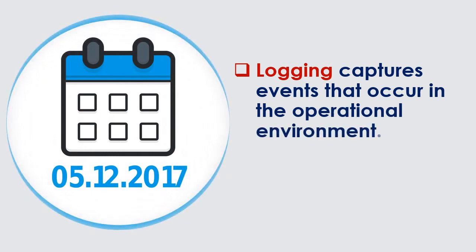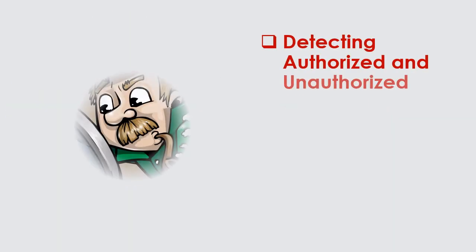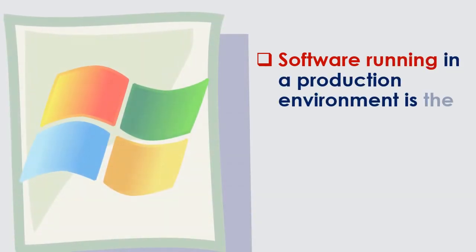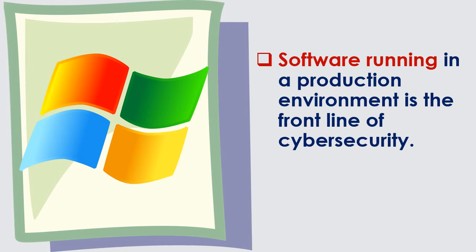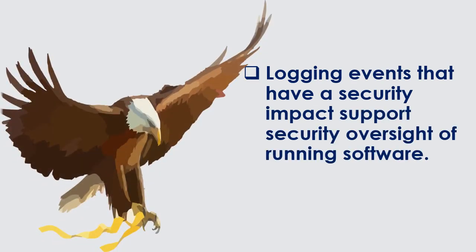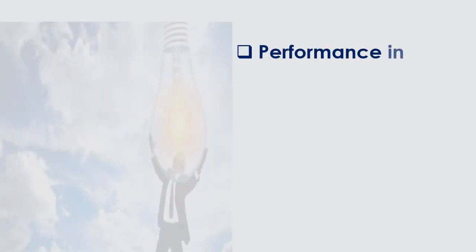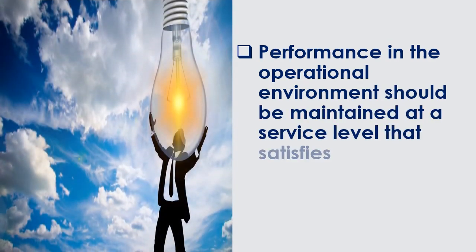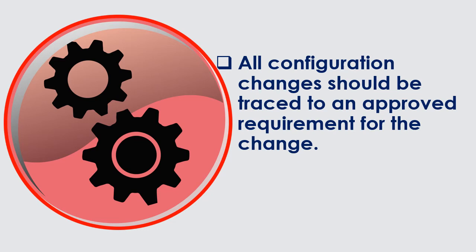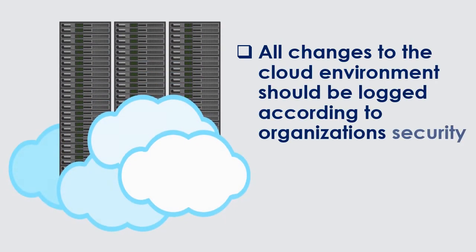Logging captures events that occur in the operational environment. Detecting authorized and unauthorized changes is one of the most effective ways to support security. Software running in a production environment is the front line of cybersecurity. Logging events that have a security impact supports security oversight of running software. Performance in the operational environment should be maintained at a service level that satisfies customers. All configuration changes should be traced to an approved requirement for the change. All changes to the cloud environment should be logged according to security requirements.